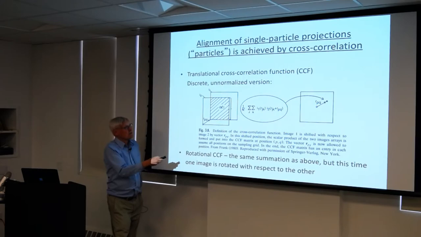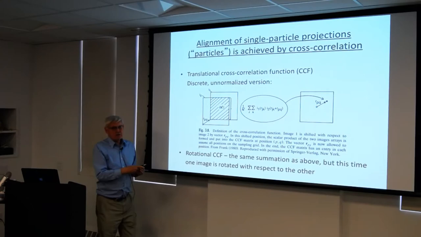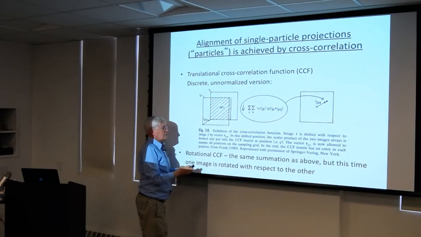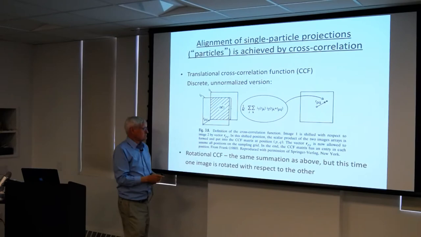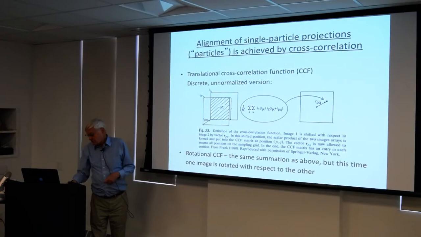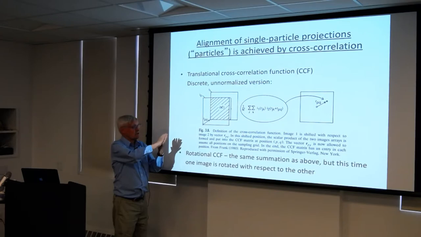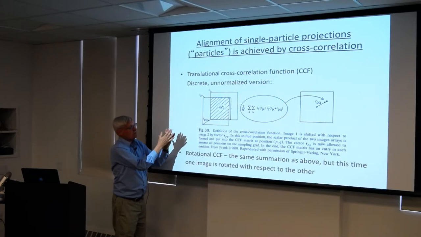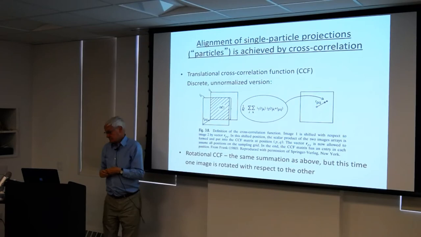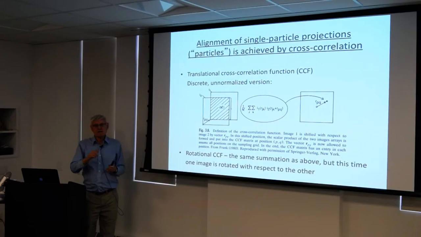So you can do this for all possible shift vectors and gradually fill up this matrix here. And there's another kind of cross correlation, which is a rotational correlation, where you have a defined origin of rotation or center of rotation. You rotate the two images against each other, and for each rotation, you form this cross product. So for this rotational cross correlation, you get one single profile. Okay, so it goes up and down. For the two-dimensional cross correlation, you get this two-dimensional matrix here.